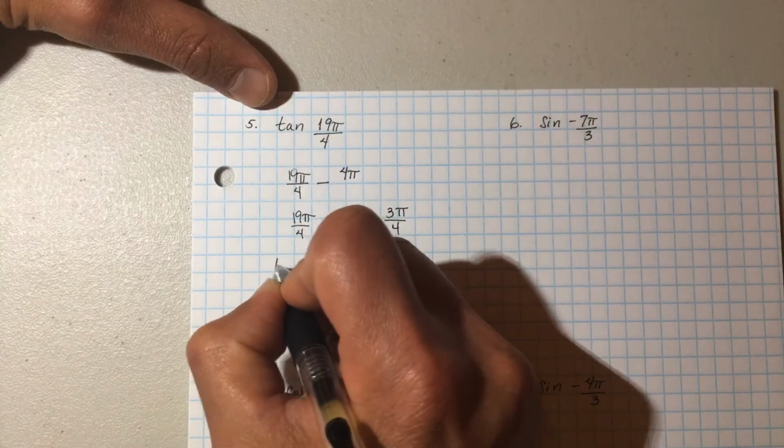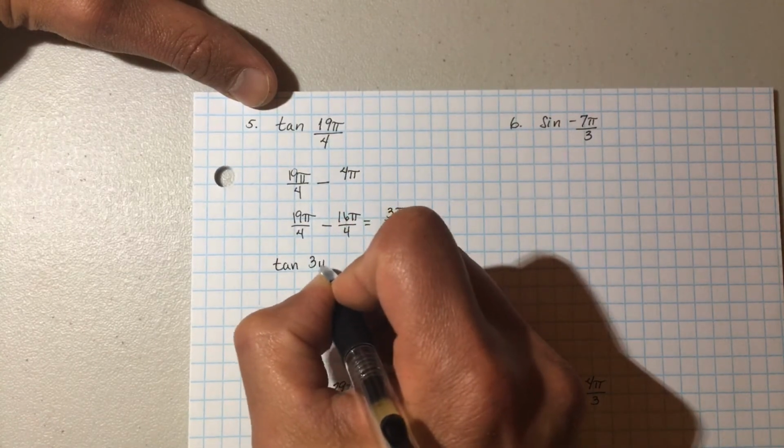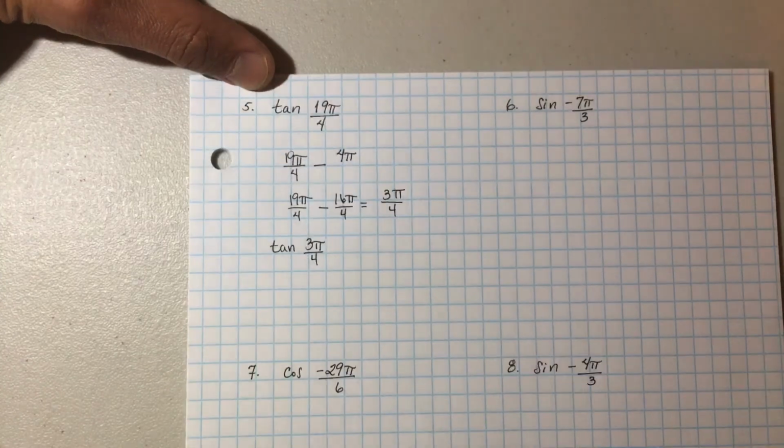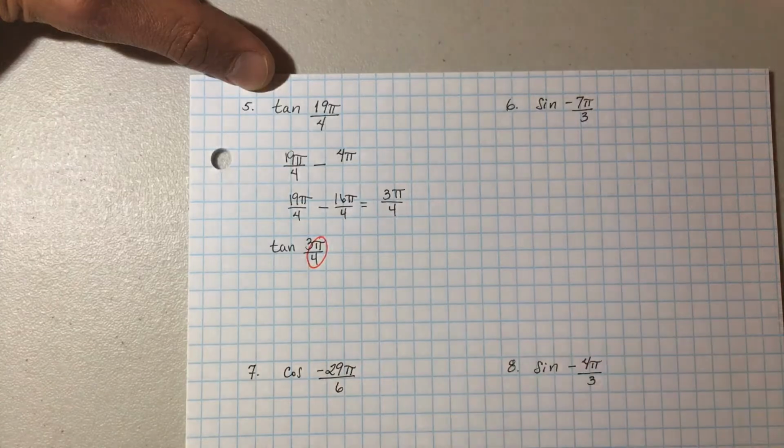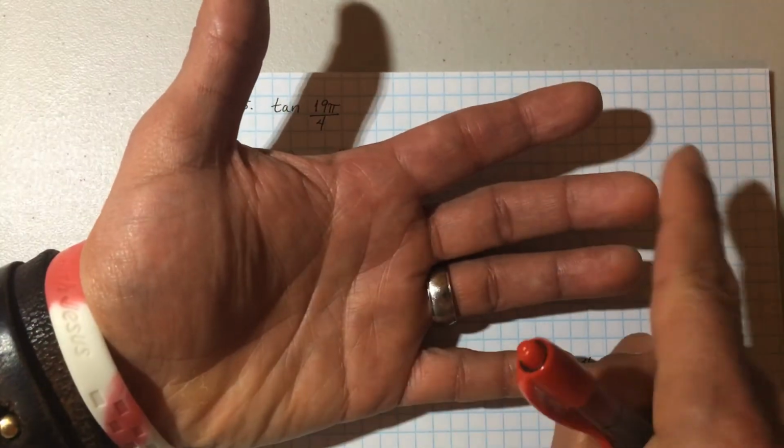Cool. So now I got to figure out tangent of 3 pi over 4. What do you do now? Okay, you take pi over 4. Where's pi over 4? Right here. Boom.